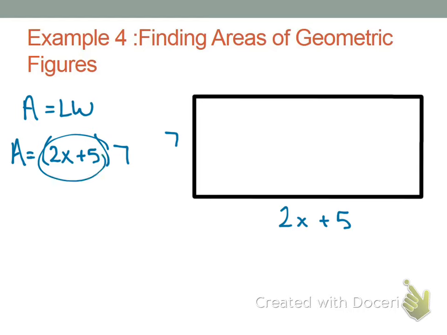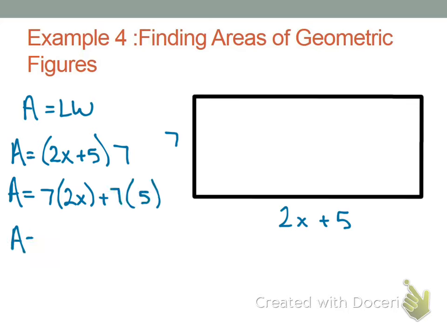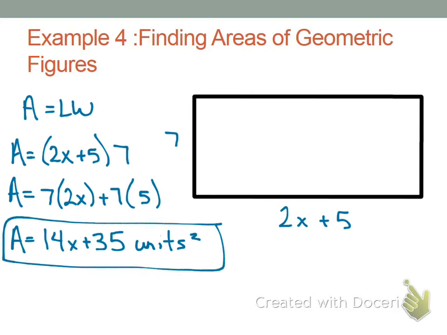So I cannot, here's my problem. I can't add 2x plus 5. So what do I need to do? Distribute the 7. Distribute the 7. So area equals 7 times 2x plus 7 times 5. Area equals 14x plus 35 units. Units what? Squared. Who got that right? Awesome. Very good. Guys, that's it for today's lesson. If you understand that, that's everything you need to know for 2.2.